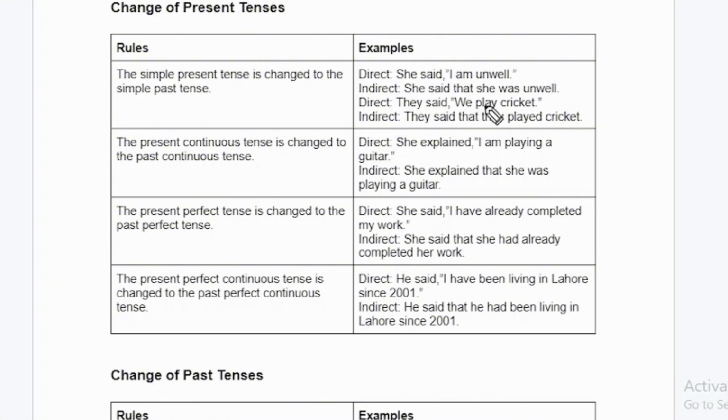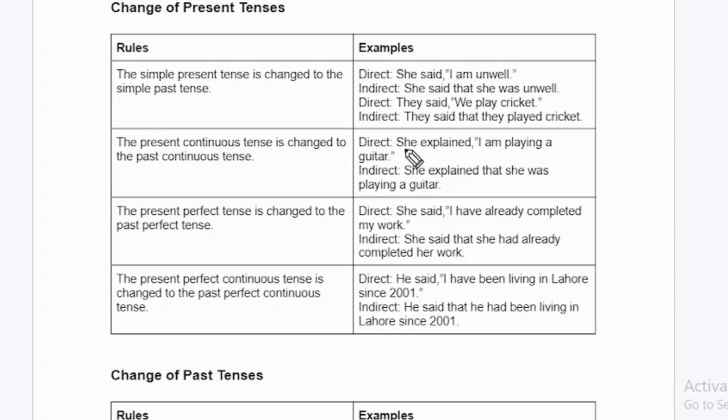So we convert the present tense into past tense, and we use "that" and omit the commas. Okay. Now the next sentence: the present continuous tense is changed to the past continuous tense.